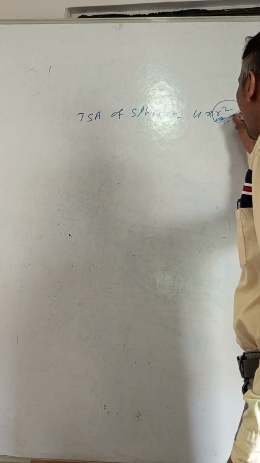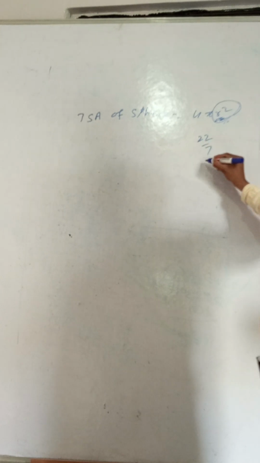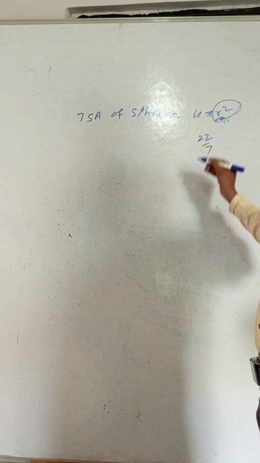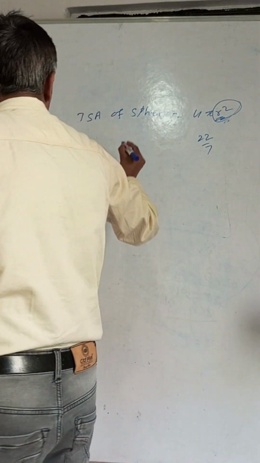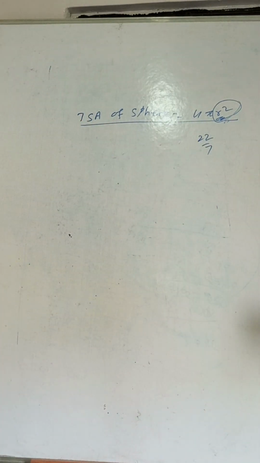R means what here? R is the radius. Pi value what? 22/7 if it is not given. So what is the TSA of a sphere? 4 pi r square. So the answer here is option D. Next, taking the next question.